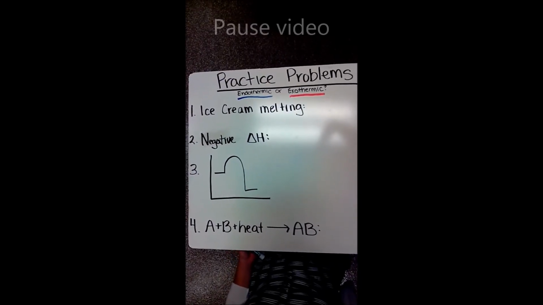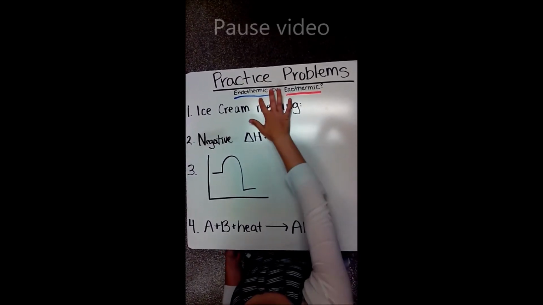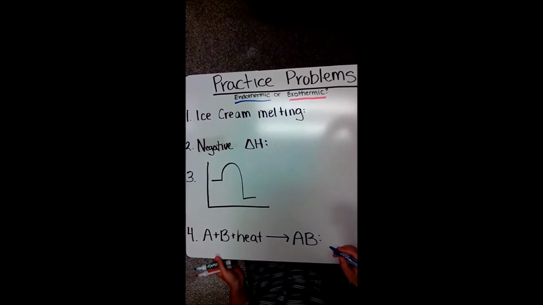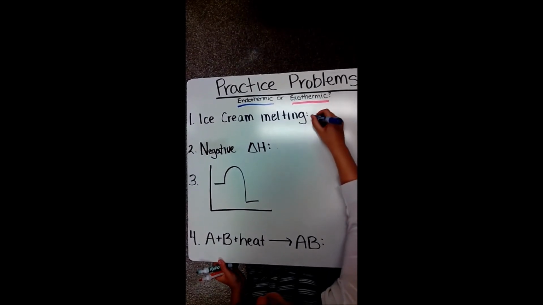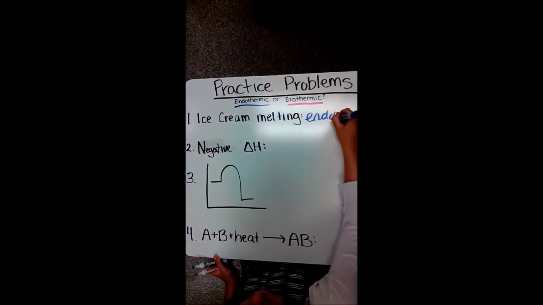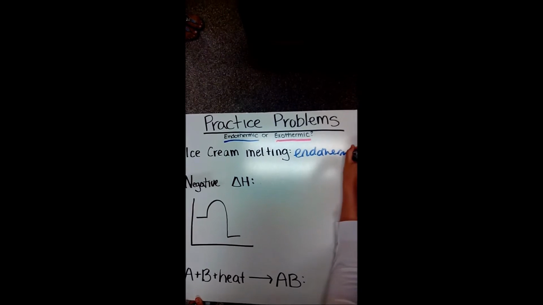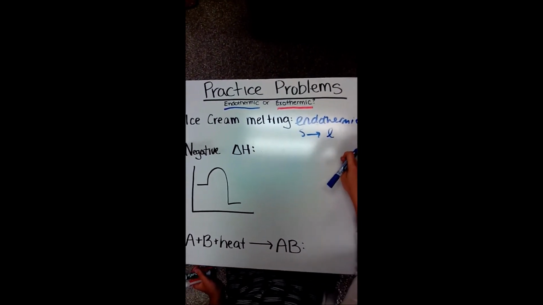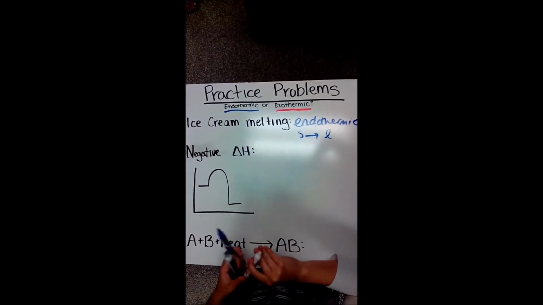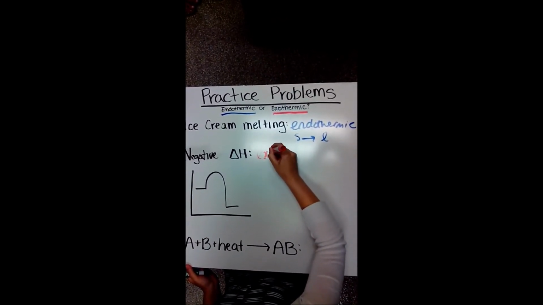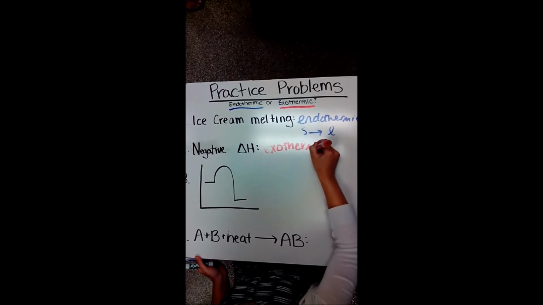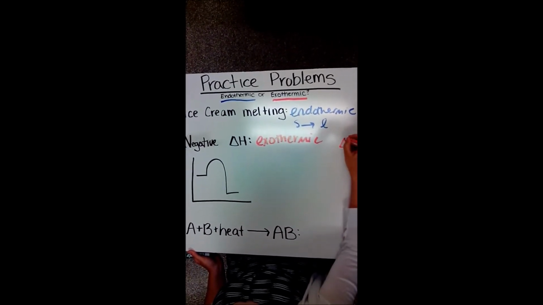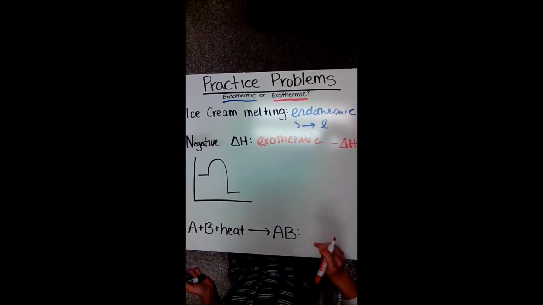Now pause the video and determine whether these problems are endothermic or exothermic. Okay, number one is going to be endothermic, because you're going from a solid to a liquid and you're breaking those bonds. Okay, number two is going to be exothermic, because on the chart we determined earlier, your delta H was going to be negative.